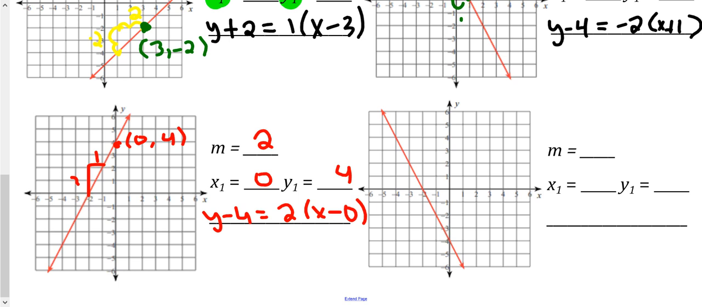Looking at the fourth one, I see that I have a slope of -2. I can pick any point. Let's try this one at -3, +2. I'm going to get y minus 2 equals -2 times x plus 3.